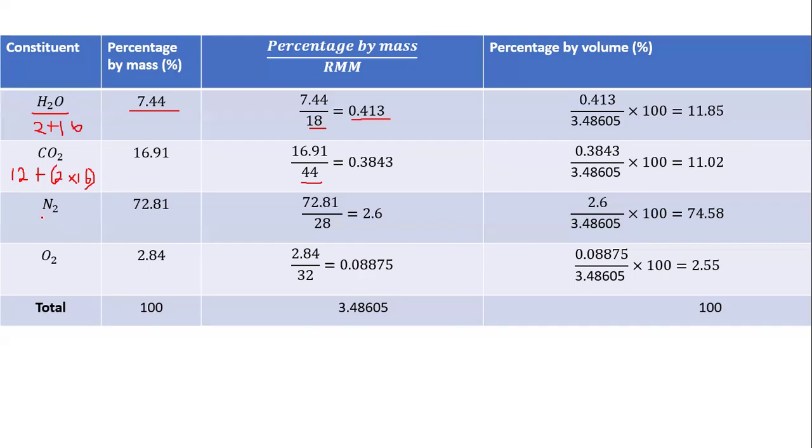The next thing is for nitrogen. Nitrogen, the mass number is 14. And we only have 2 atoms of nitrogen. So 14 times 2 gives me the 28. So 72.81 divided by the 28. This is just this number here I have. So I have 2.6. Then I also have oxygen. Oxygen is 16. So if it says 16 times 2, I have 32. So I bring that 2.84, put it on top, divided by 32, and I have 0.08875.